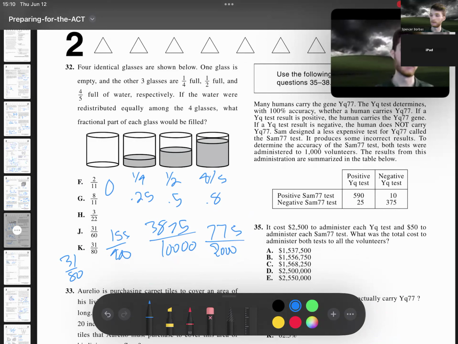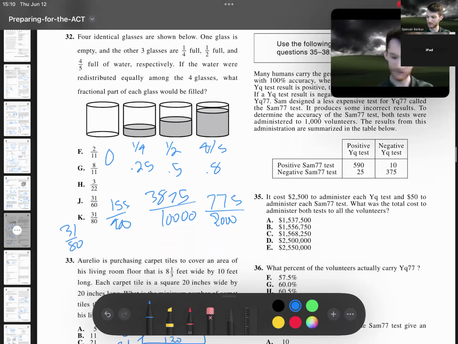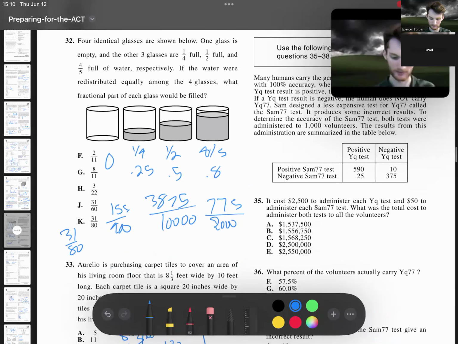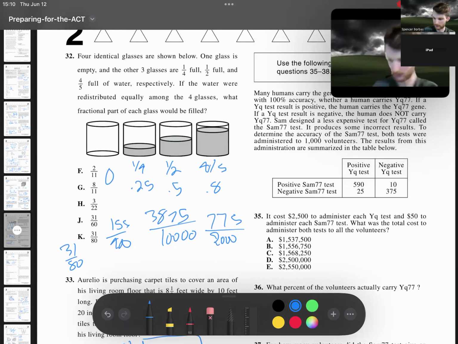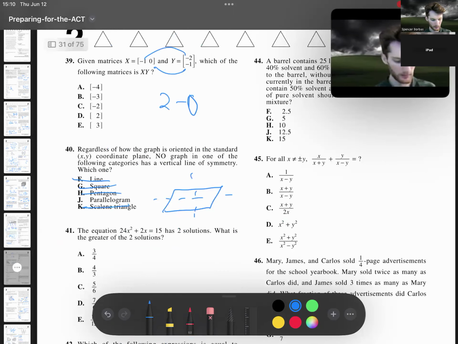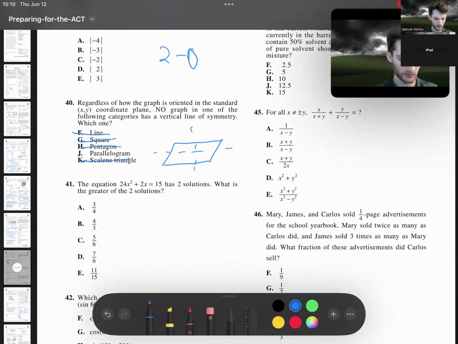If I had to bubble things in, obviously, I would do that now, but I will try to do everything. When the time goes off, I'll drop my pen, but at that point, I should have at least some answer written down for everything, and then I'll grade myself. All right, I'm not going to be able to get through 35 through 38, so I'm putting B for all of them. It's two solutions. Which is the greater of the two solutions? B. I don't know.